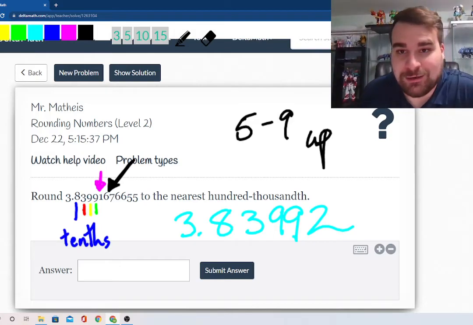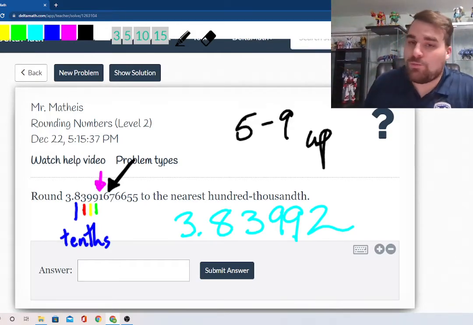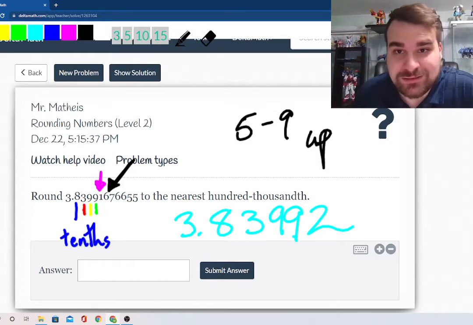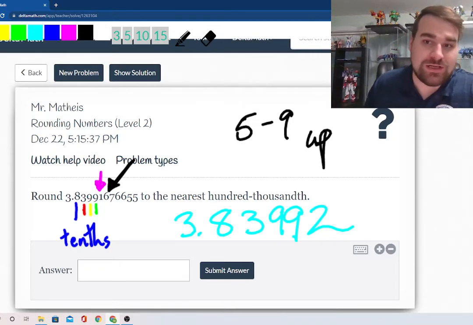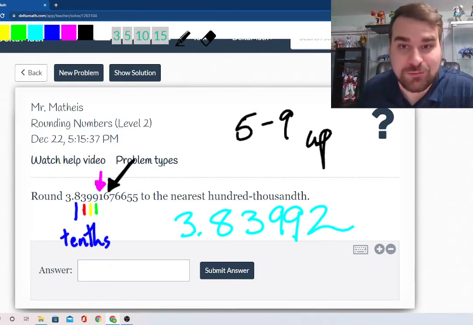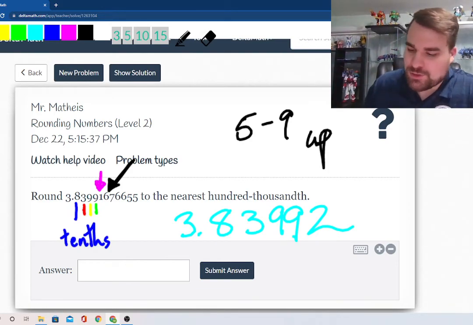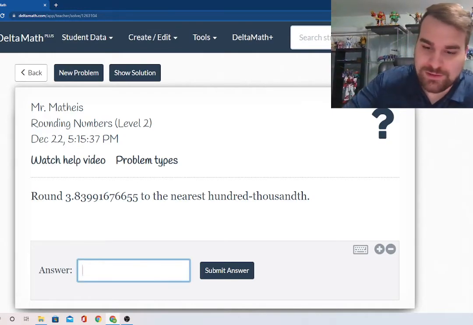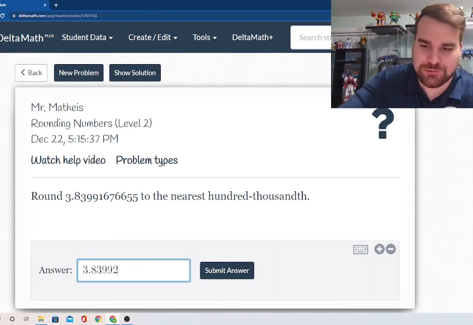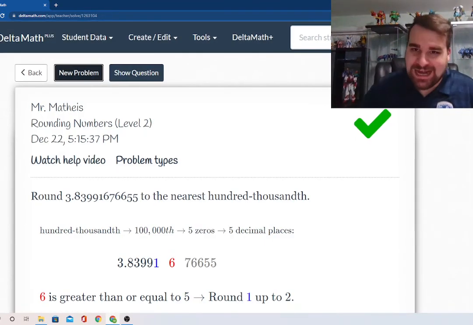So I'm going to write that in there. Now, since we hit that 2, we don't have to write anything else because that's the last number that matters, that 100,000th. If you are rounding to a number after the decimal point, you can stop as soon as you get to that number. It's only when you're rounding to numbers before the decimal point that you have to keep up with zeros until we get to it. Let's go ahead and type our answer in. Make sure we get it right here. So this is a lot to remember, but we got 3.83992. And, oh, we got that one right as well.